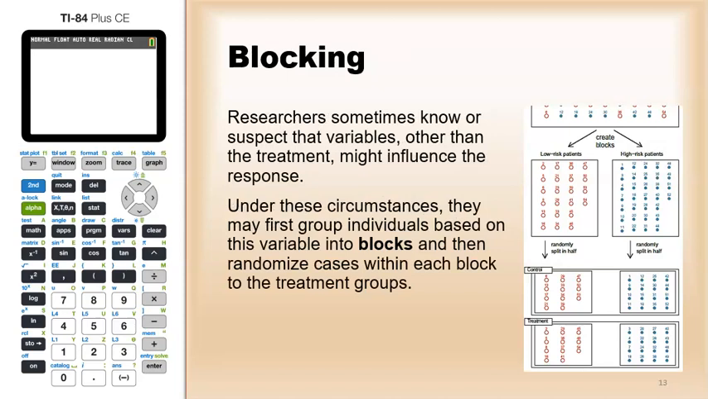And finally, blocking. Researchers sometimes know or suspect that variables other than the treatment group may be influencing the result. So under these circumstances, they may first group individuals based on those variables into blocks, and then randomize cases within each block for treatment and control groups.